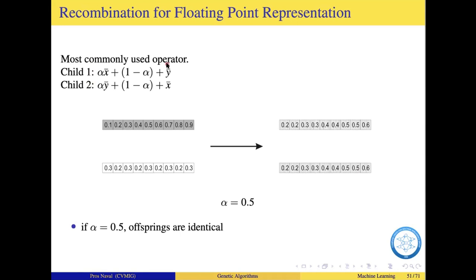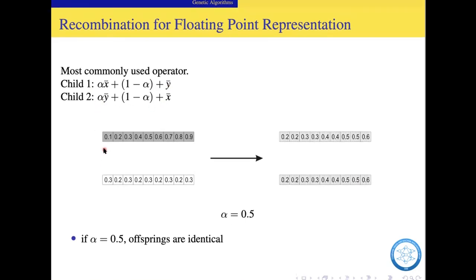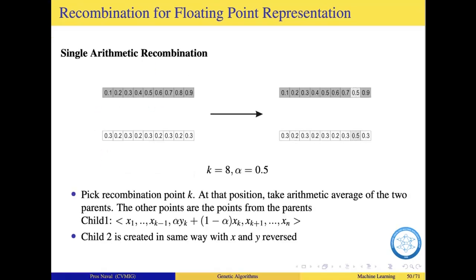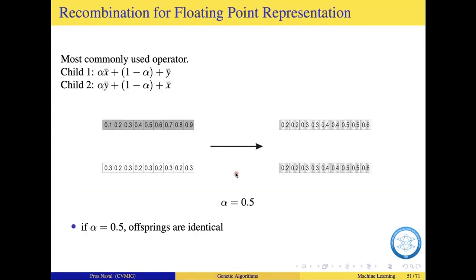Now, the most commonly used operator is the following. For child 1 it uses this formula, and for child 2, this other formula. Basically, you select a value alpha, then we apply the formula here. Now, if alpha is 0.5, you'll see that the offspring will be the same.